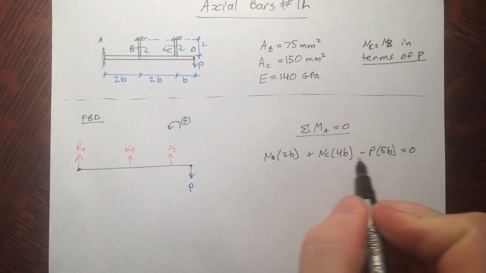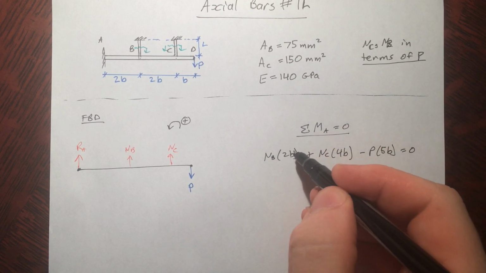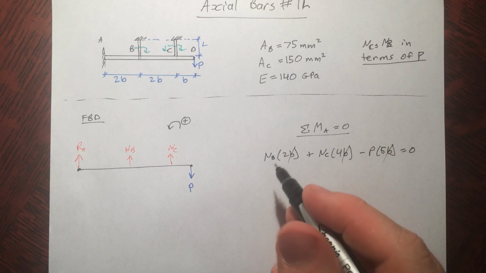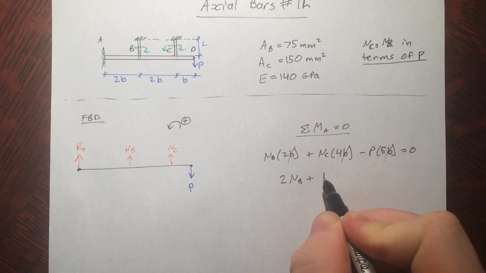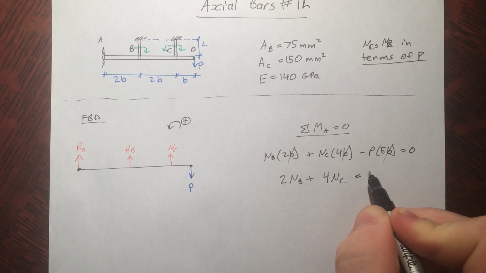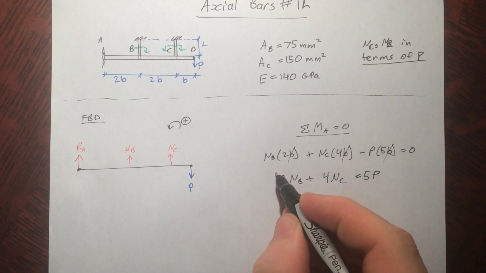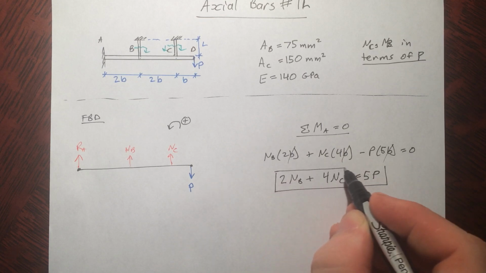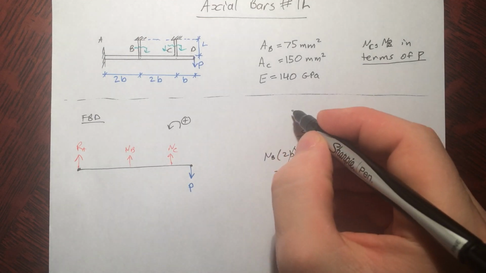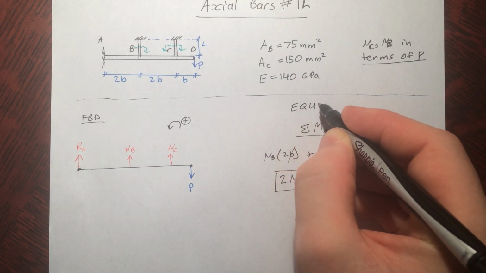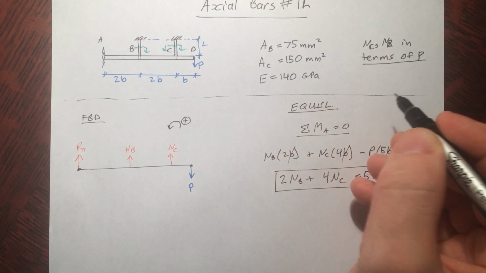As you can see, we can factor out a b, and because it's 0 here, the b goes away. So let's write this equation as simply this: 2NB plus 4NC equals 5P. There you have it. Our equilibrium equation. So let me just write that in here. Equilibrium.